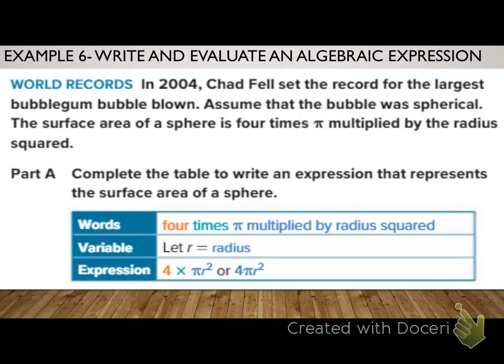Does everyone see that? So, part A, complete the table to write an expression that represents the surface area of a sphere. They already filled it in for us, okay? But if it wasn't filled in, you guys would just convert this verbal expression to this on your own. 4 pi r squared helps me find the surface area of a sphere. So, once I know the radius of that bubble, I can plug it in and evaluate and see what the actual record was. Does that make sense? Yes, sir. And that's what we're going to be doing on part B.